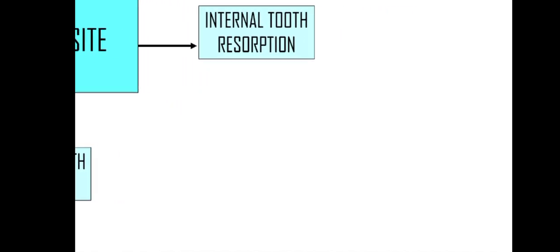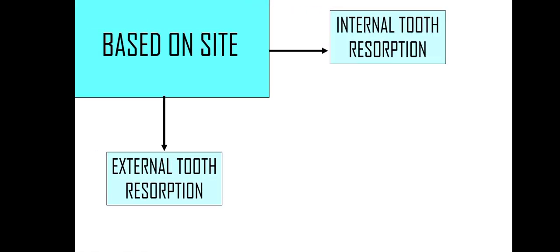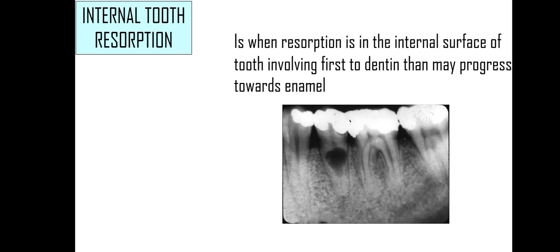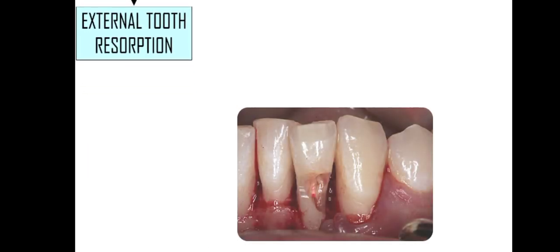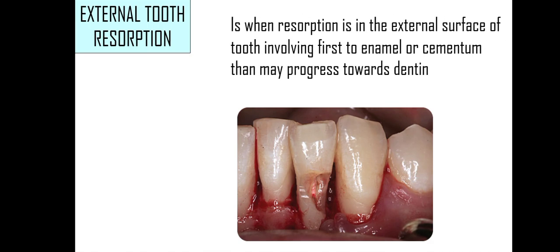So we can say that on the basis of site, there are internal tooth resorption and external tooth resorption. Internal tooth resorption starts from inside, that's why it is called internal tooth resorption, and external tooth resorption starts from outside, and that's why it is called external tooth resorption. And this is the main difference between internal tooth resorption and external tooth resorption.